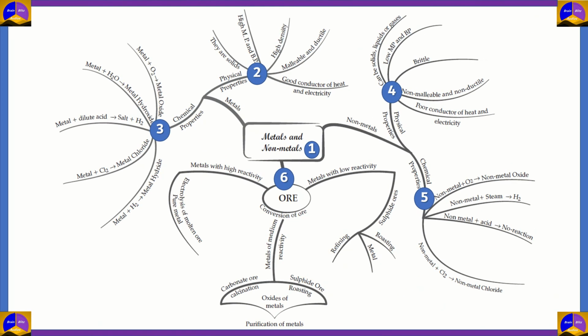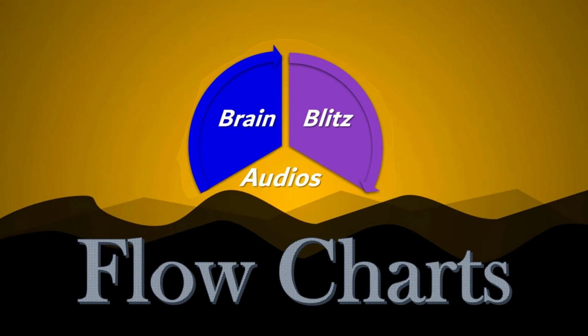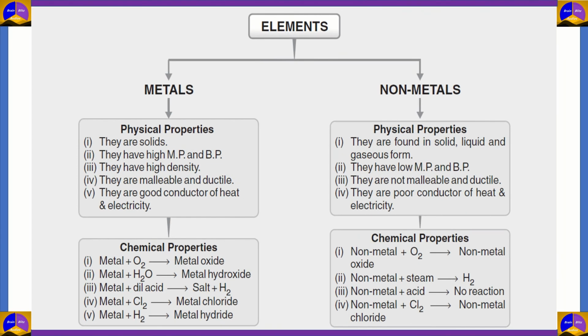Now, that concludes the mind map for this chapter, but again, it's not just mind maps that help you revise these chapters. Introducing flowcharts. So let's look at a flowchart for the chapter as well. So elements, they are divided into metals and nonmetals. Physical properties of metals, they're solids, they have high melting points and boiling points, high density, malleable and ductile, good conductors of heat and electricity.